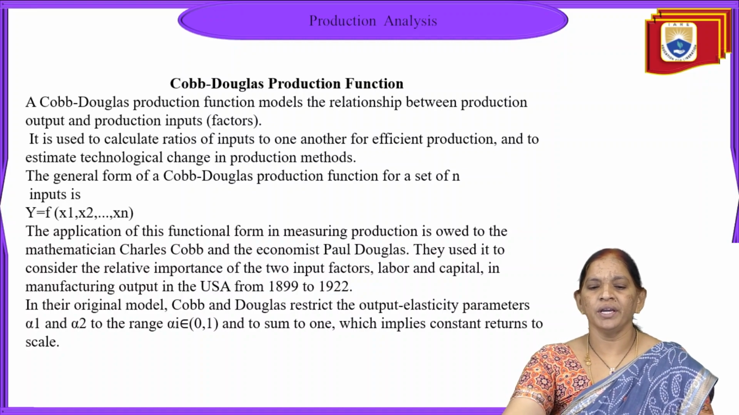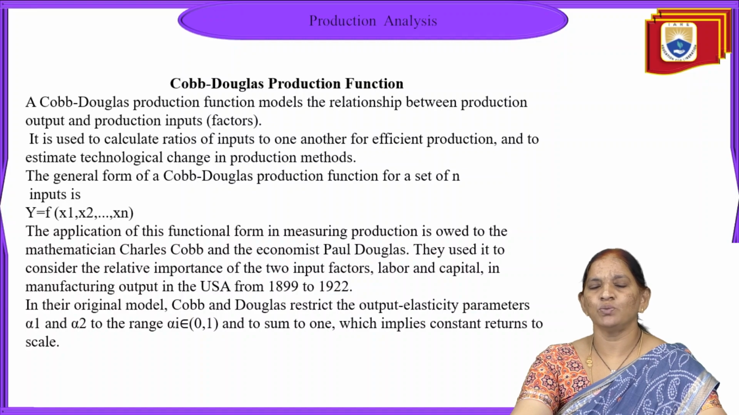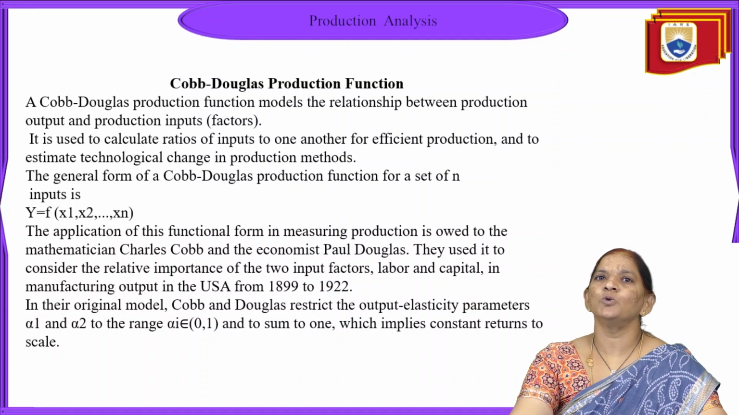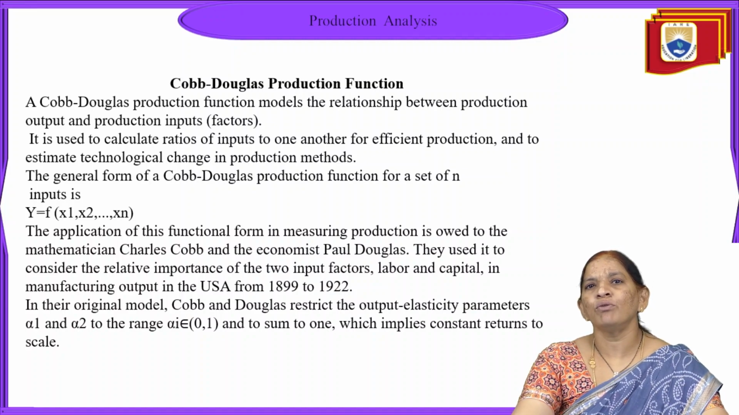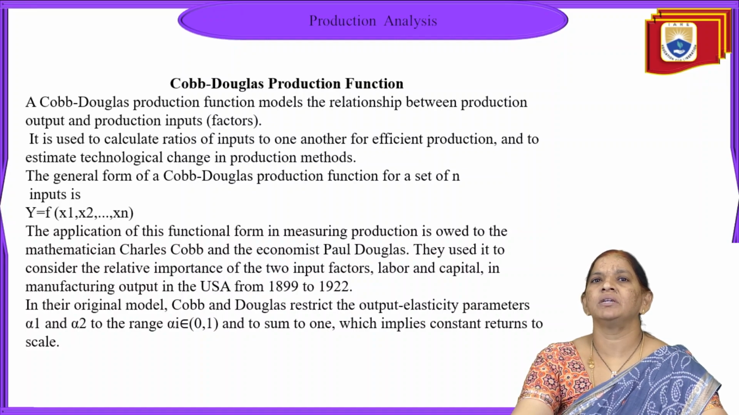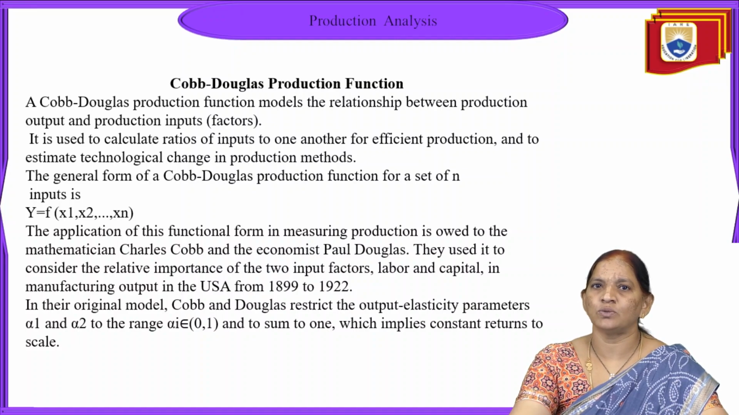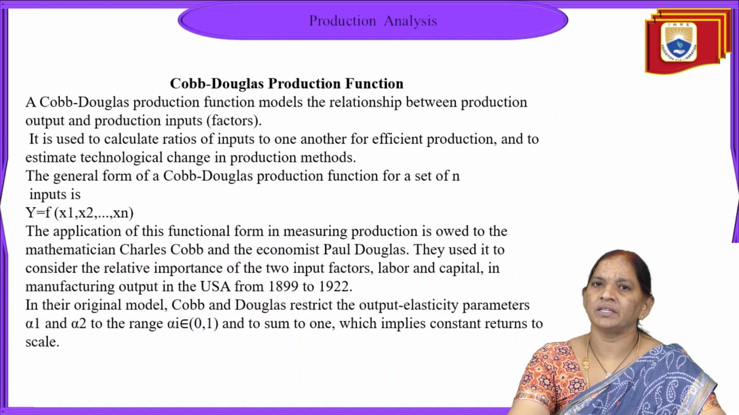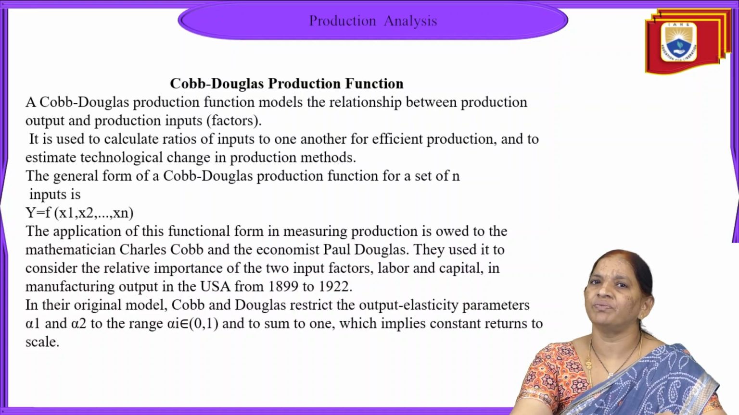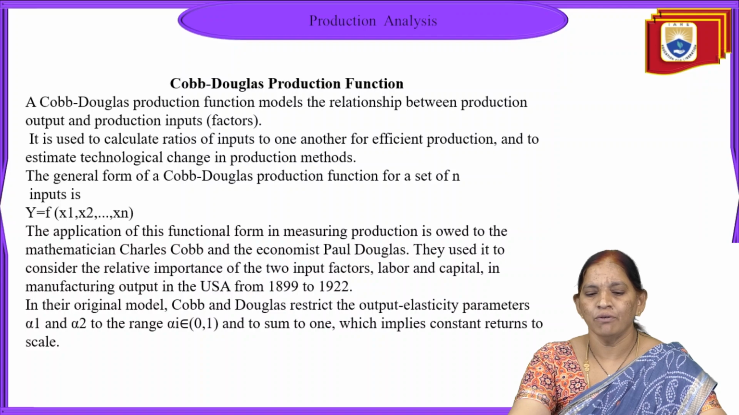So generally the form of Cobb-Douglas production function is a set of inputs, which we can say that y is equal to f of x1, x2, up to xn. Maybe factor 1 we take as x1, factor 2 as x2, factor 3, 4, 5, however many factors there are. So here he has taken y as a function of the number of factors we are utilizing in the factory.